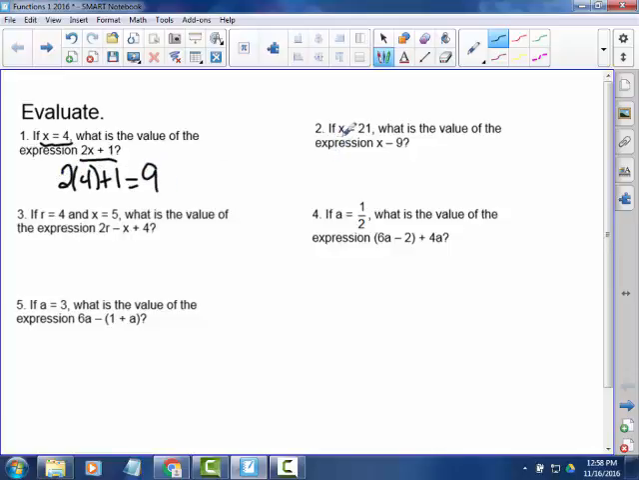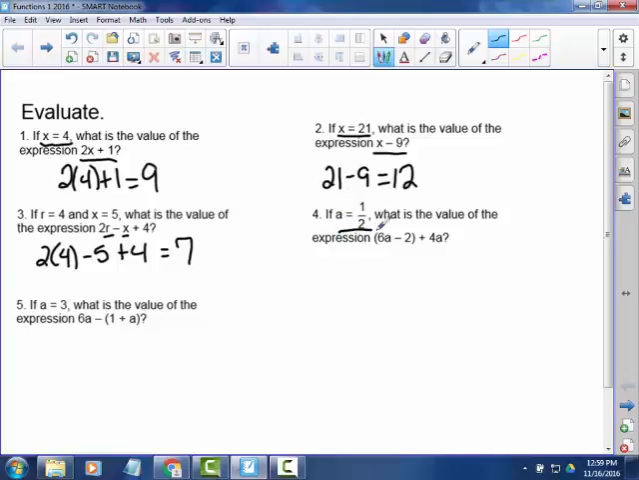Okay. x is 21, x - 9 is my expression, so 21 - 9, and that is equal to 12. Okay. r is equal to 4, x is equal to 5, so 2 times 4 - 5 + 4 is what we're going to evaluate. So 2 times 4 is 8, 8 - 5 is 3, 3 + 4 is 7.